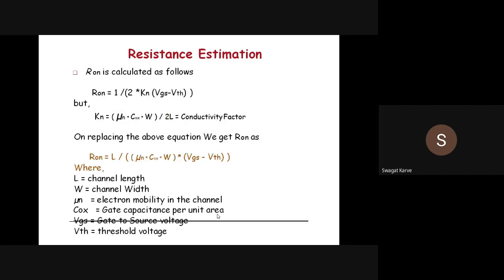The same thing is given here, right? Now, to know how RDS on is calculated, you have another formula to calculate the total resistance of the MOS transistor. This part we will discuss in the next lecture. For today we will stop here. If you have any query or doubt, you can ask me right now.